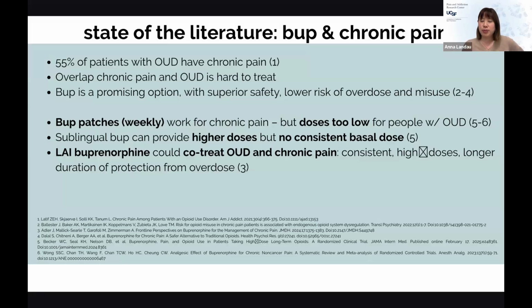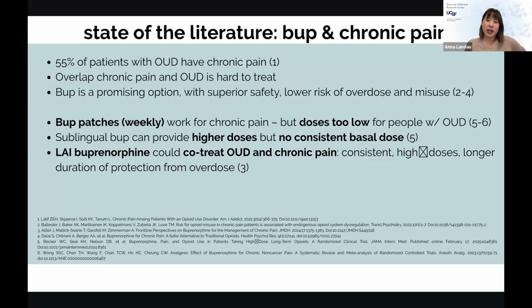So the highest buprenorphine patch dose is 24 micrograms, and that's about the equivalent of 1 to 2 milligrams sublingual per day. And so it's very, very low dose. We know that sublingual buprenorphine can provide higher doses. So oftentimes in clinic, if I have someone who has chronic pain but not opioid use disorder, we'll use a buprenorphine patch or very low dose sublingual buprenorphine.